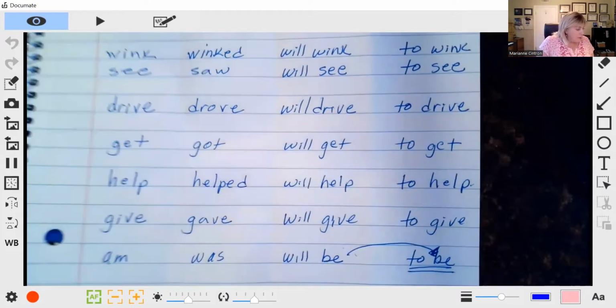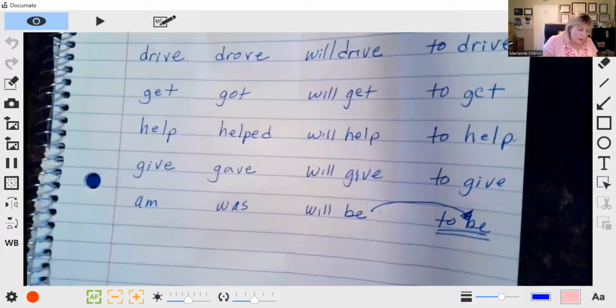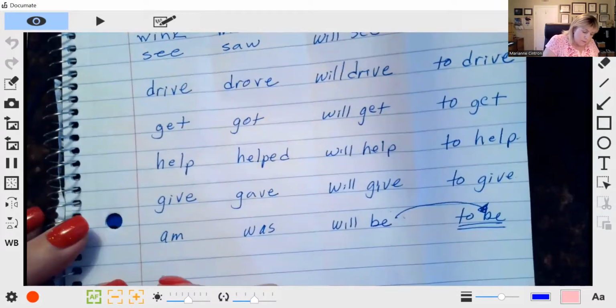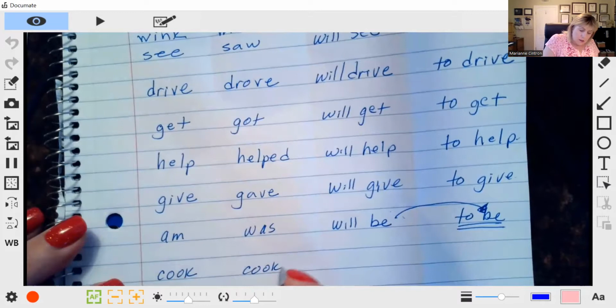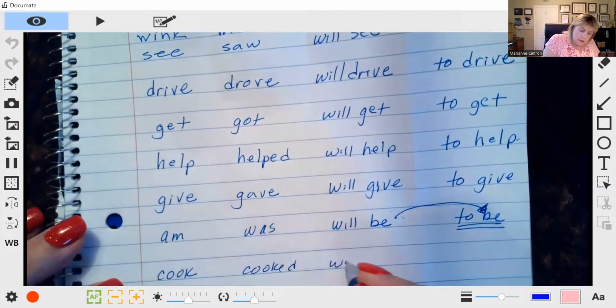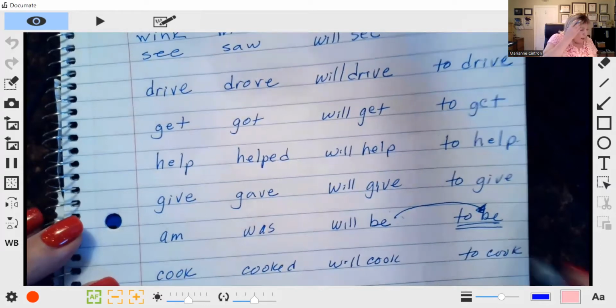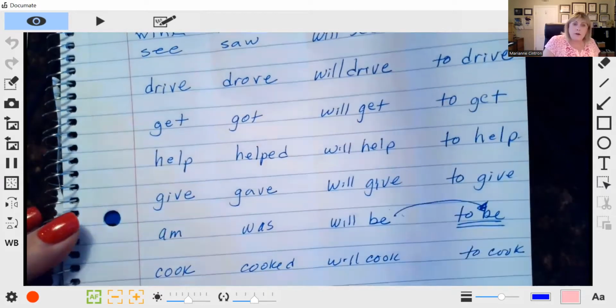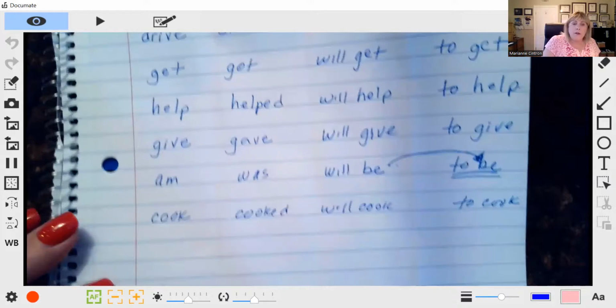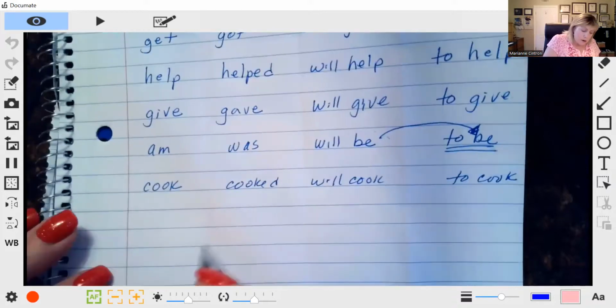So I have a few more. I have cook, cooked, will cook, to cook. I go through all these with her because they're going to be on the homophone pages tomorrow.